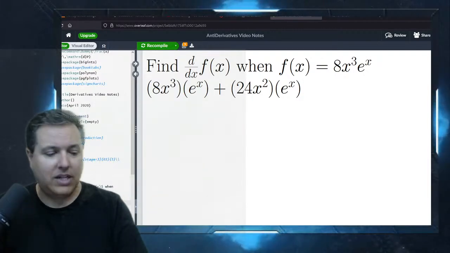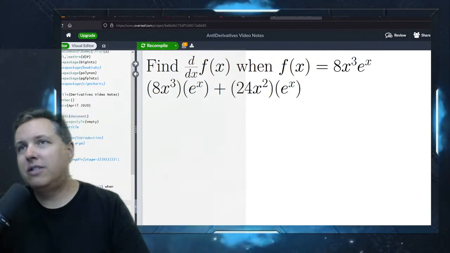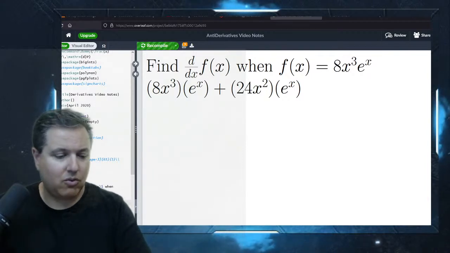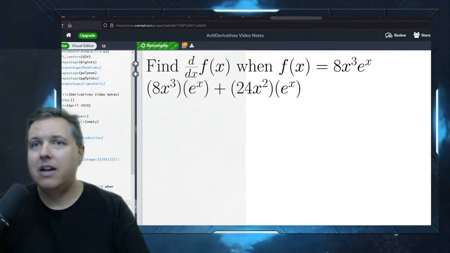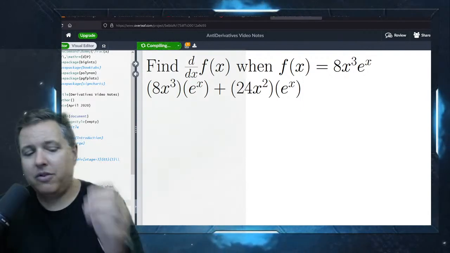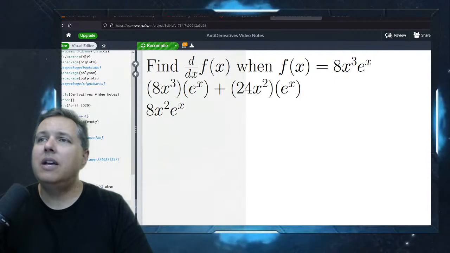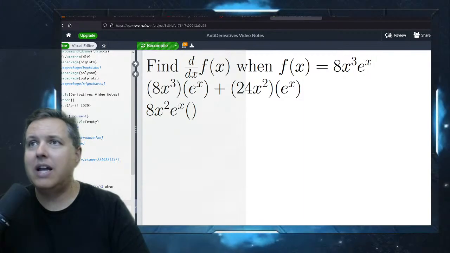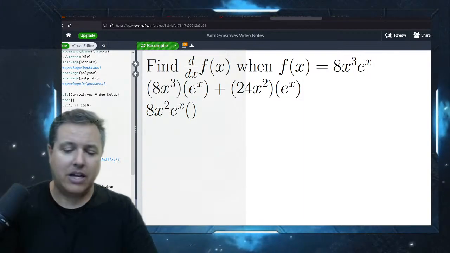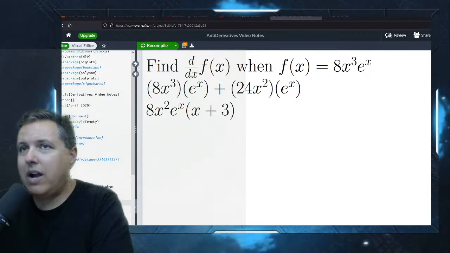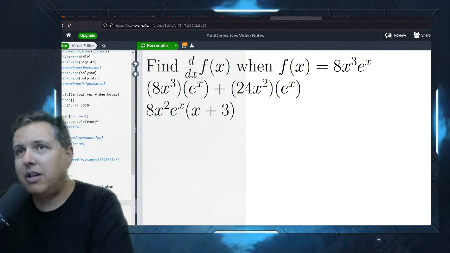So let's see. What can we take out here? Well, it looks like there's an 8x squared e to the x. That term is common to both of these, so we can factor that out. So when we factor that out of the first piece, we're left with an x. When we factor that out of the second piece, we're left with a 3, and we're left with 8x squared e to the x times x plus 3.